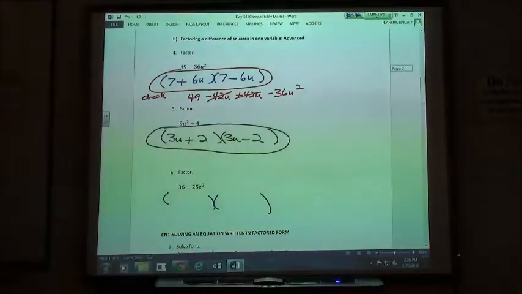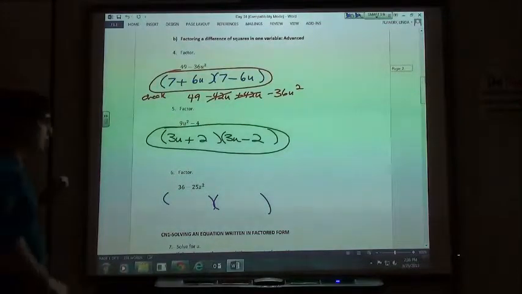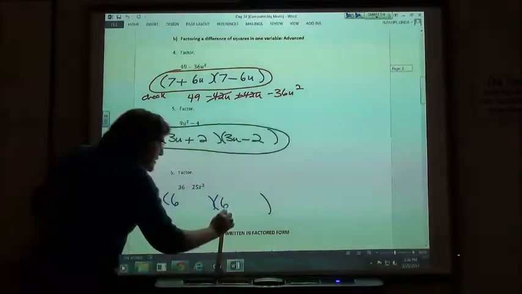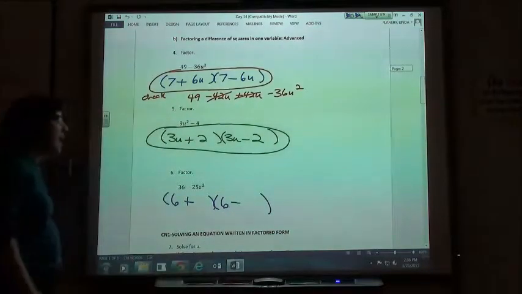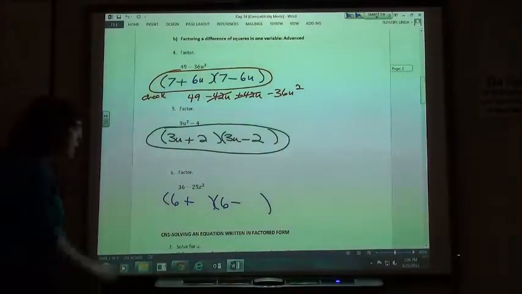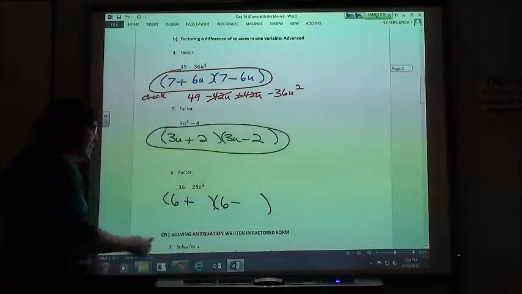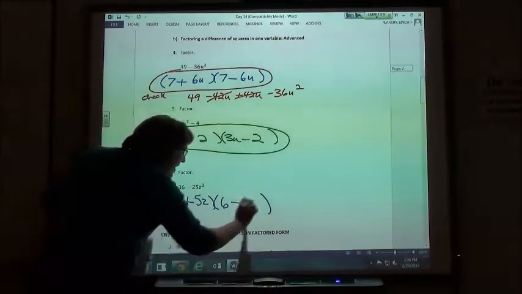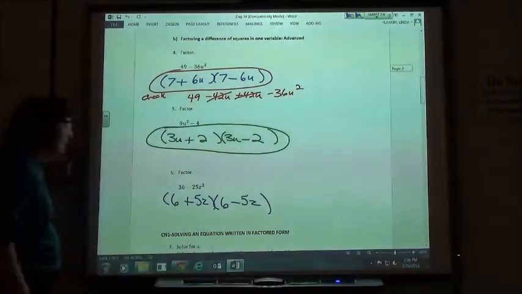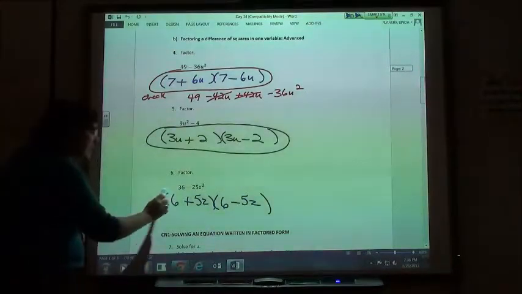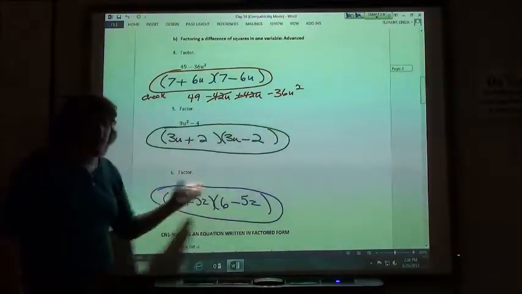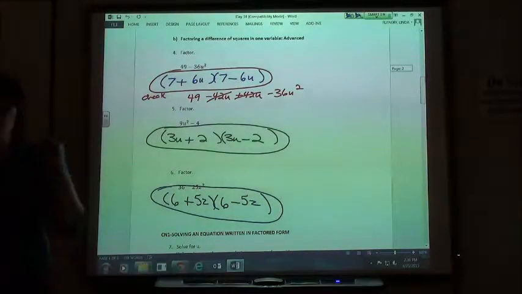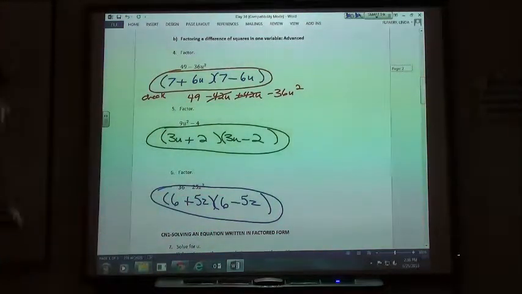36 minus 25z squared, so factors of 36: 6 times 6. My signs, 1 plus and 1 minus. And factors of 25z squared is 5z and 5z. And so 6 plus 5z and 6 minus 5z, my answers. And if you had your signs in the opposite order, that's okay too, as long as one's a plus and one's a minus, you're okay.